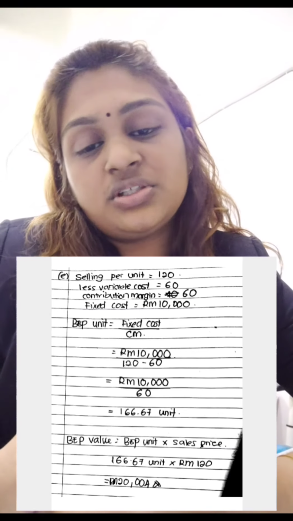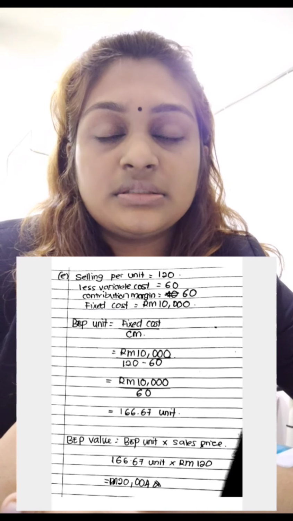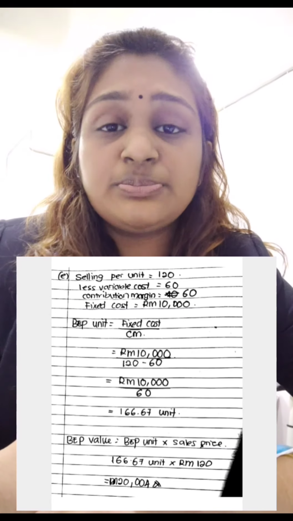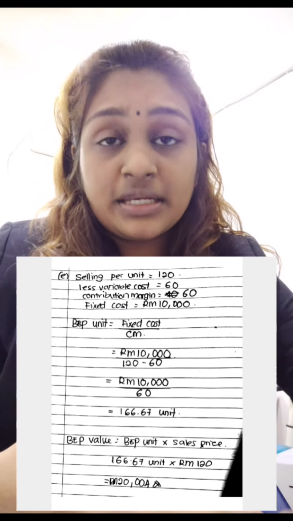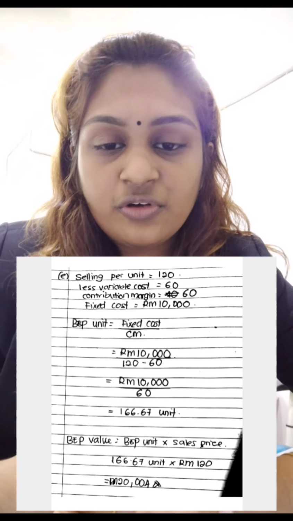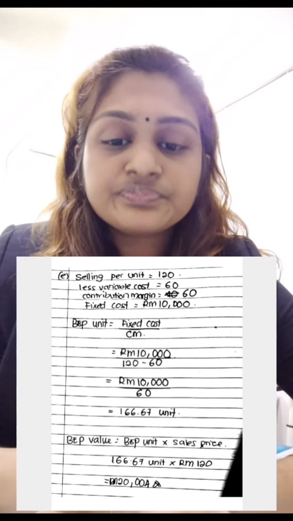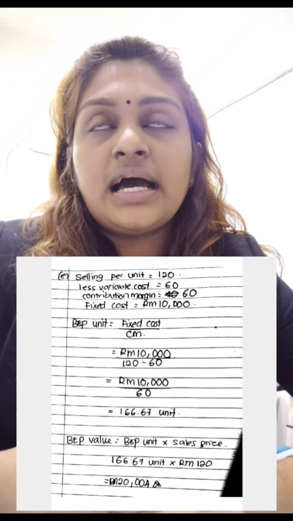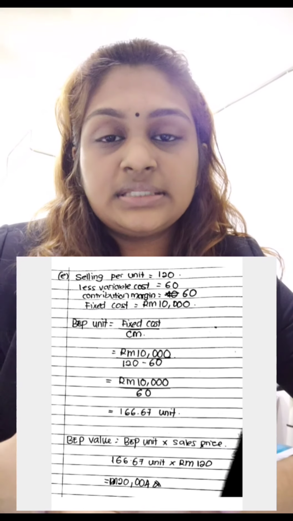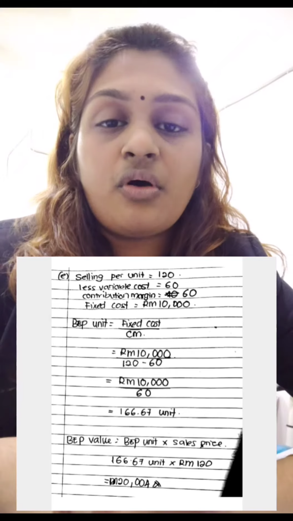So how I get 20,004: the fixed cost is 10,000 divided by the selling price per unit, which is 120, minus the 60 variable cost. So the total we get is 116.67 units. And then 160.67 times the sales price as mentioned, and then the total price I get is 20,004. That's it.